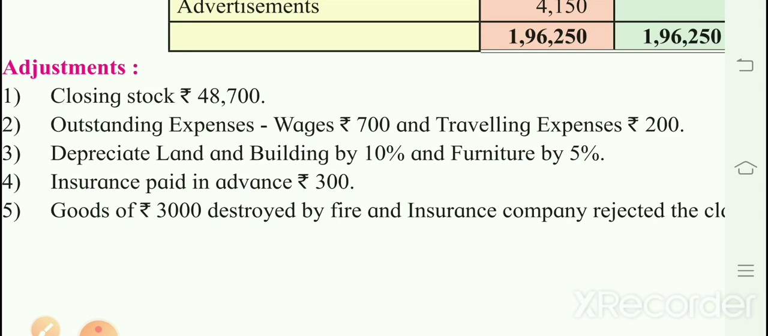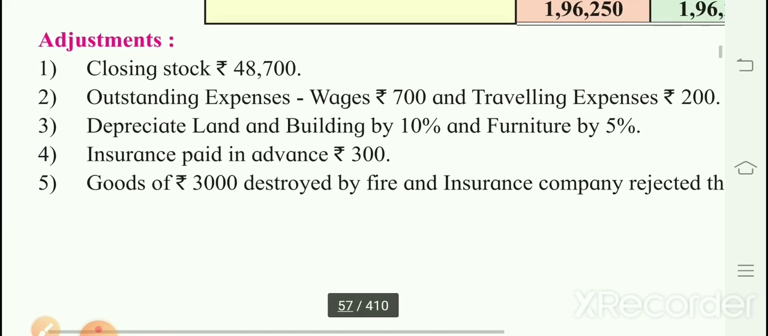Then see, fourth adjustment, insurance paid in advance rupees 300. See, on debit side of profit and loss account, we have written the insurance by rupees 1,200. Out of this 1,200, rupees 300 are prepaid. That was not due, but we have paid in advance. So we will deduct this amount, and remaining amount will appear on outer column, that is rupees 900. And second effect will be given to asset side as prepaid insurance by rupees 300.